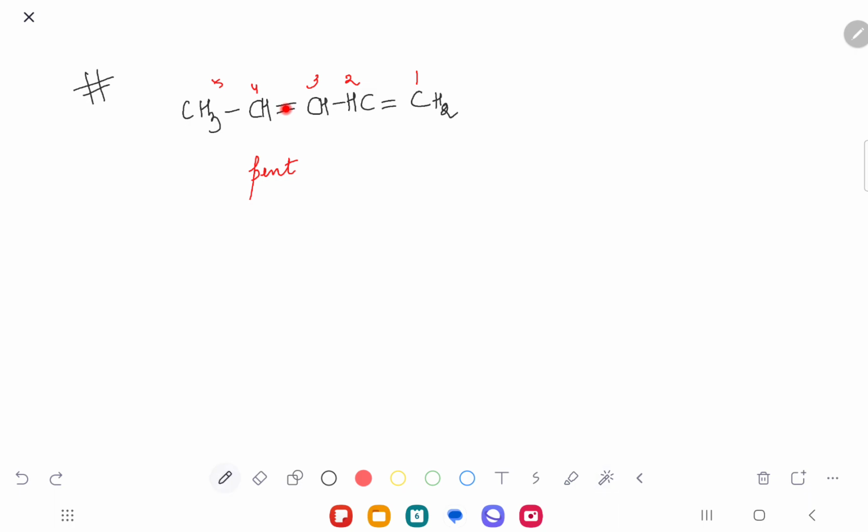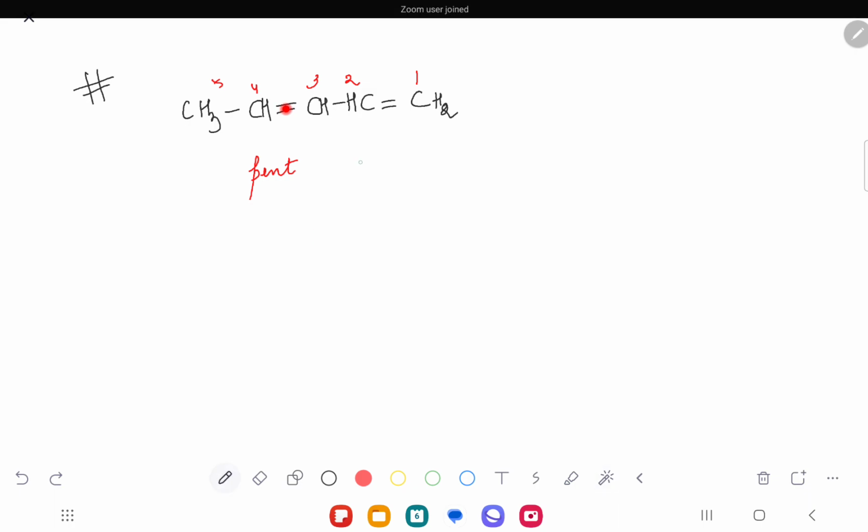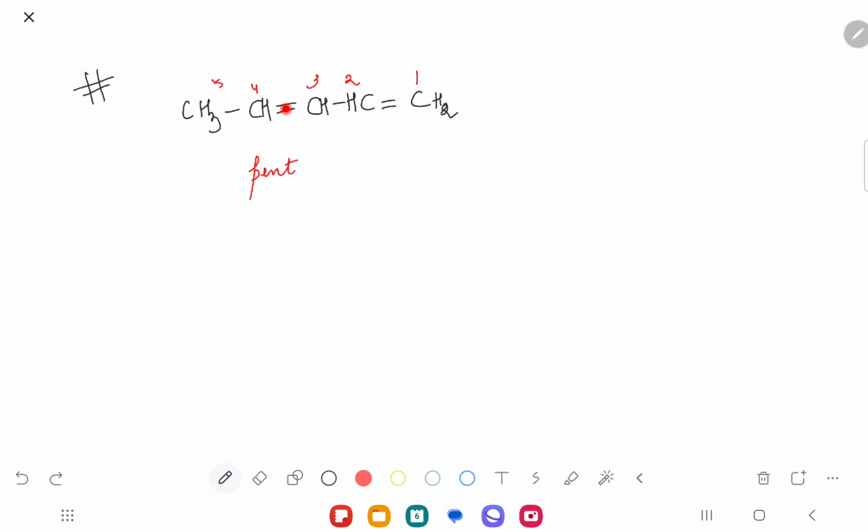So when one similar thing is repeated several times, it means it is twice in. So it shall be what? It shall be diene. Are you understanding? And at what positions is the double bond starting? The double bond is starting at position number 1 and ending at position 2. And the second double bond is starting at position number 3 and ending at position number 4.